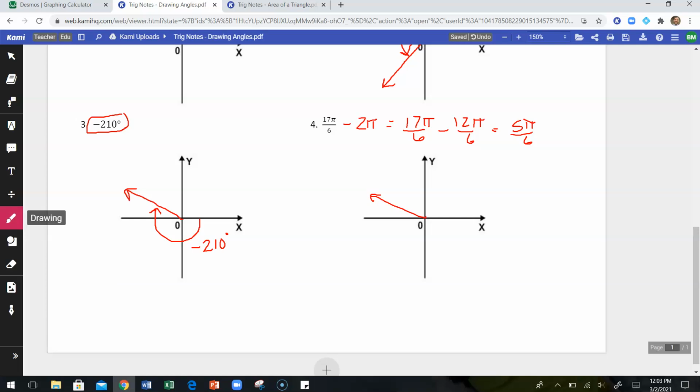But the fact that it's 17 pi over 6 means it was one full revolution plus the 5 pi over 6. So the way I'm going to draw this, again, starting on the positive x-axis, we go all the way around and then back to 5 pi over 6. And that would be an angle of 17 pi over 6. So you don't draw the angle 17 pi over 6 the same way you draw 5 pi over 6. The terminal side is the same, but when it comes to actually drawing it, you want to make sure that you do the number of revolutions required to get to that angle of 17 pi over 6.